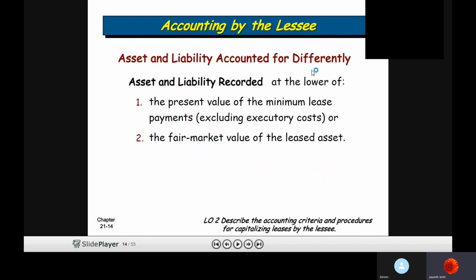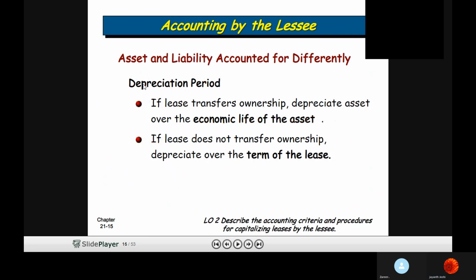Asset and liability accounted for differently. Asset and liability are recorded at the lower of the present value of minimum lease payments or fair market value of the leased asset. So the lower of these two should be taken and recorded as asset or liability, correct? Yes, sir. Whatever you find as the present value of minimum lease payments, excluding executory cost, which we discussed earlier, or fair market value, whichever is lower, we should take and account as asset or liability.